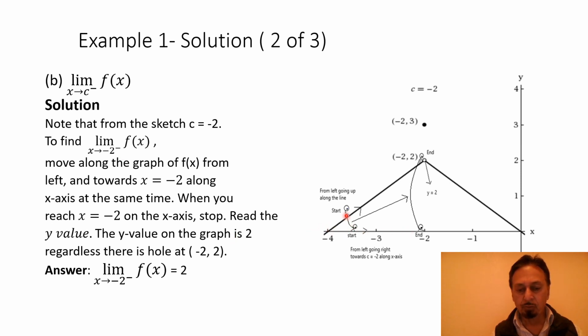So assume these two flies are connected with a string and they are moving. One is moving up along the curve, the other is moving along the x-axis. As this fly gets close to this one, the other fly gets close to this height, this point. So when x is close to negative 2, the height is 2. So we will say the limit of f of x as x approaches negative 2 from the left is equal to 2.